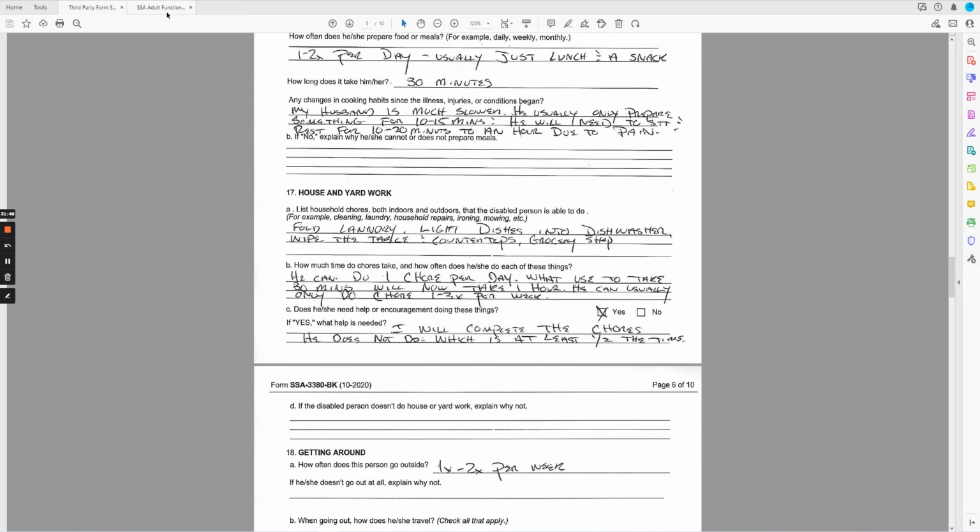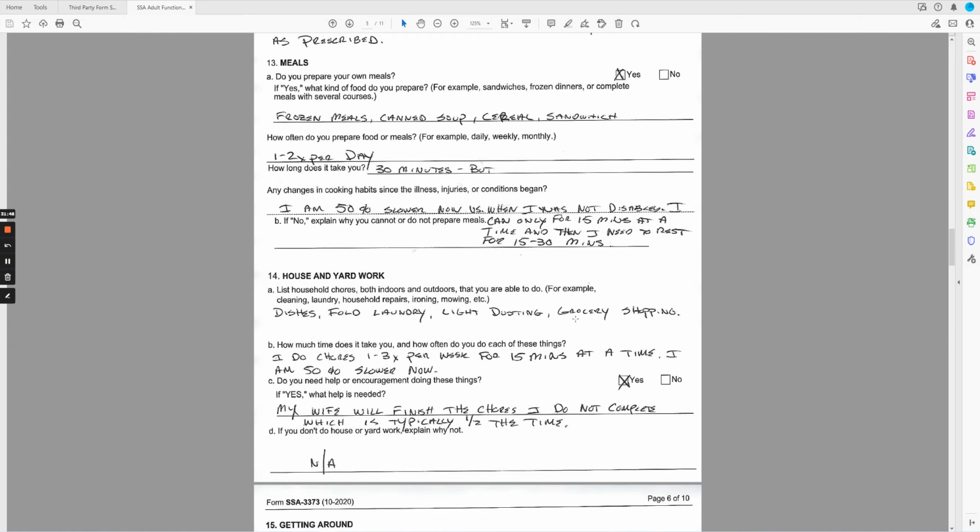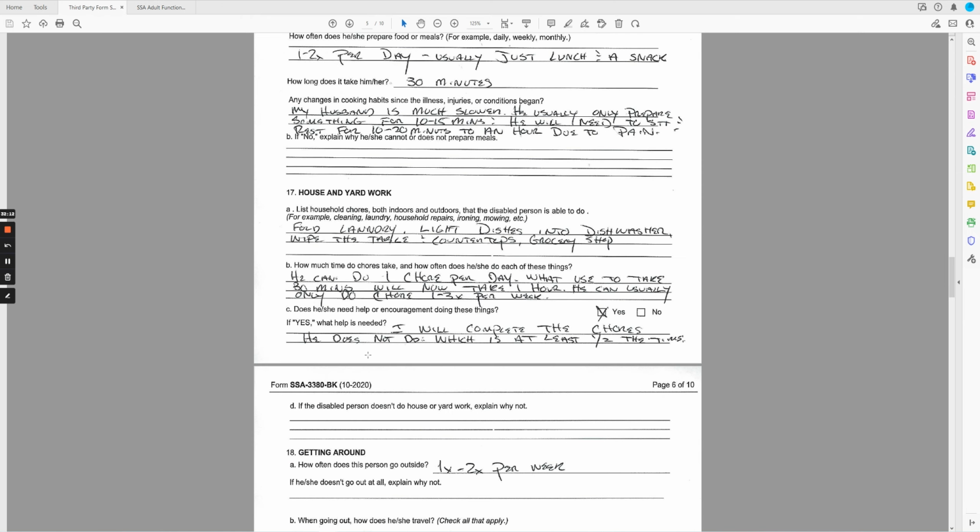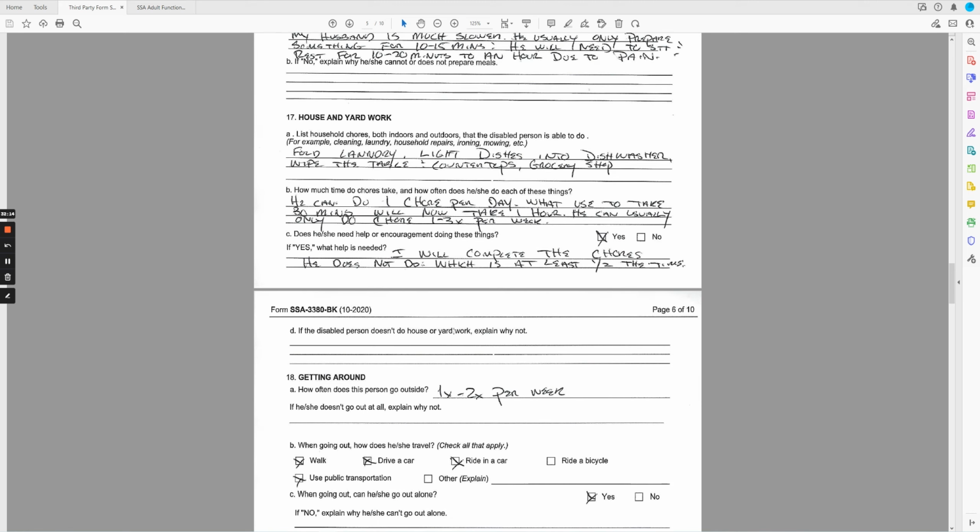And then go over here. You can look at the adult function report. Oh, I do chores 1 to 3 times a week for 15 minutes at a time, and I'm 50% slower now. And then here, my wife will finish up the chores I do not complete, which is typically half the time. If you don't do household chores at work, explain why not. NA, not applicable. We didn't leave it blank. You could put, because you just described why they do household chores. Okay, so let's keep going on.